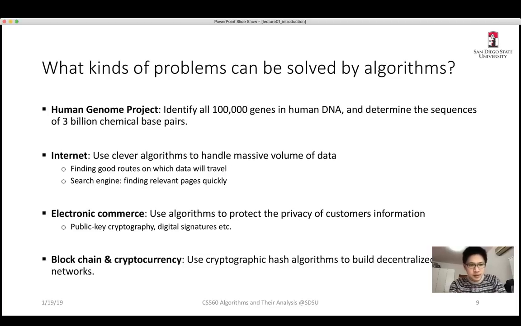And as one of the most popular buzzwords nowadays, blockchain and cryptocurrency, the core techniques behind those terms are cryptographic hash algorithms to help build decentralized networks, to build apps like Bitcoin and so on.